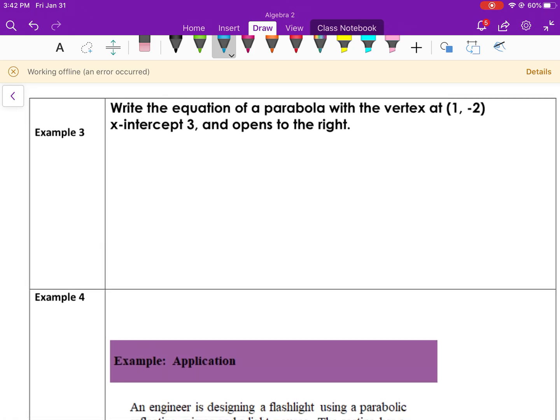So example 3 is writing an equation. Write the equation of the parabola with a vertex of (1, -2), x-intercept of 3, and it opens to the right. Since it opens to the right, the equation is going to be x minus h equals positive 1 over 4p times y minus k squared.